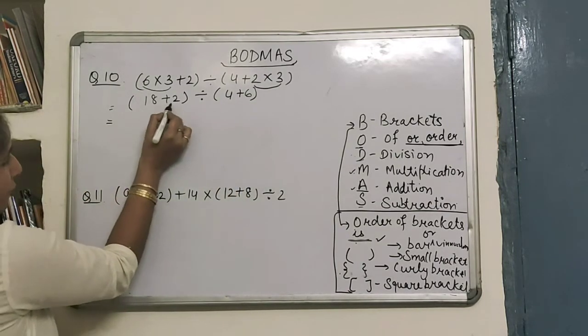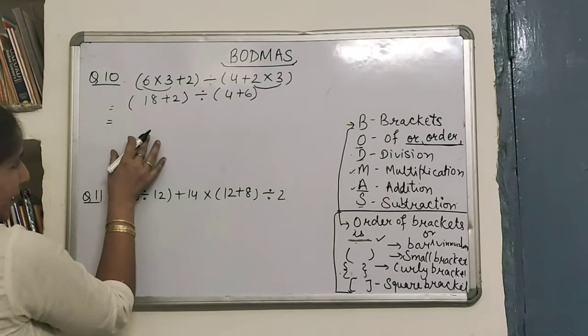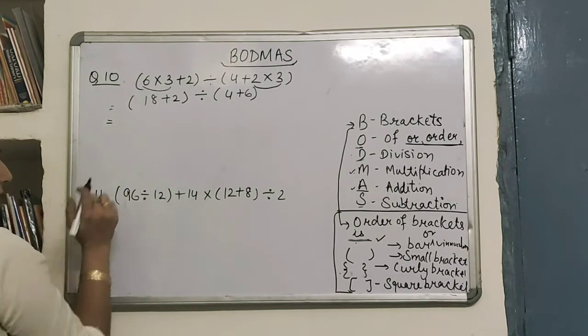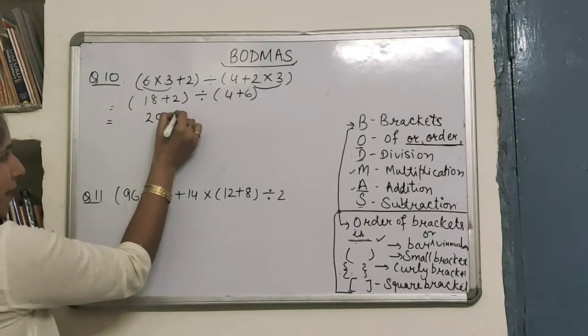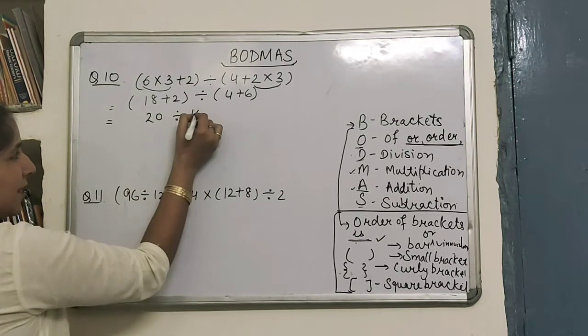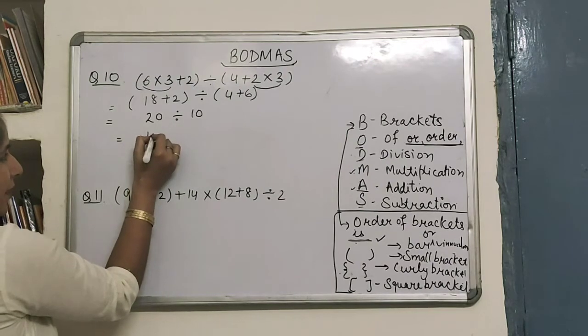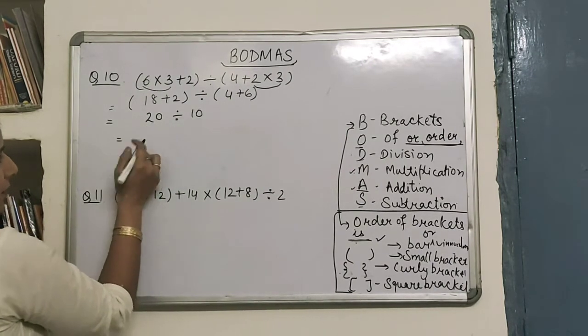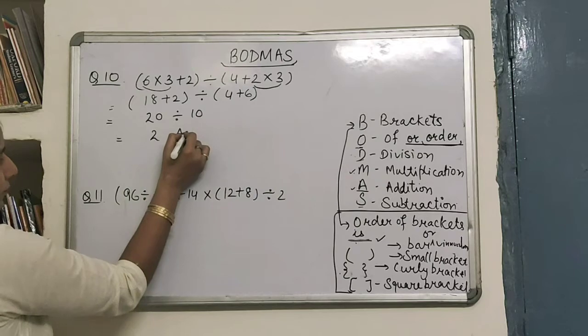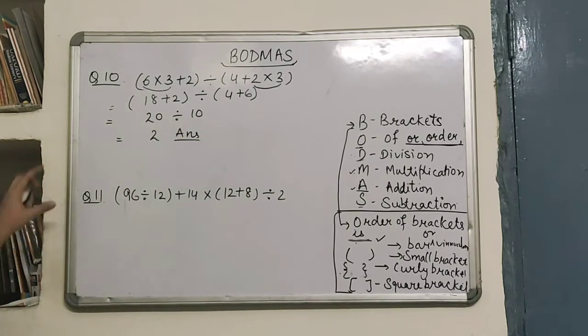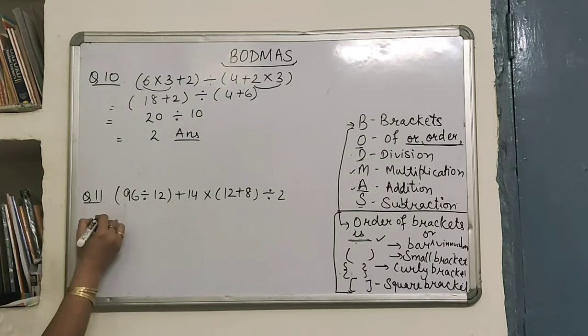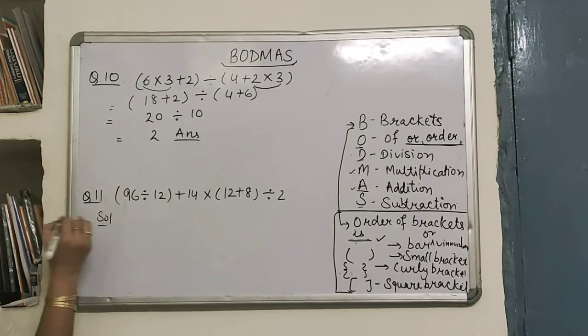Now time to solve this operation and solve this bracket as well. 18 plus 2 is 20. Now divided by 4 plus 6 is 10. So in this way 20 divided by 10, and the answer will come here, is 2. Okay, so this is very easy. That was question number 10.